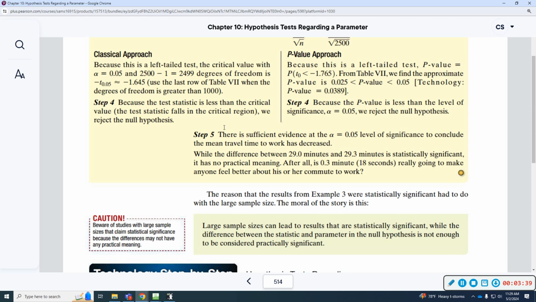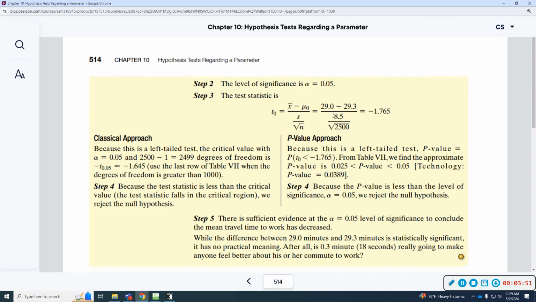statistically significant. So it tells you here, because the test statistic is less than the critical value, it falls in the critical region, and we reject the null. So we're rejecting the claim that it's equal to 29.3 in favor of it being less than.